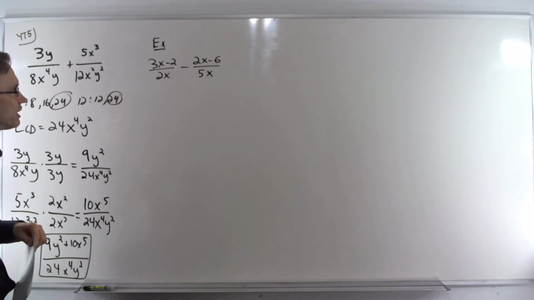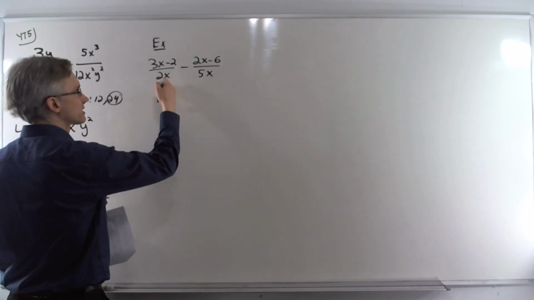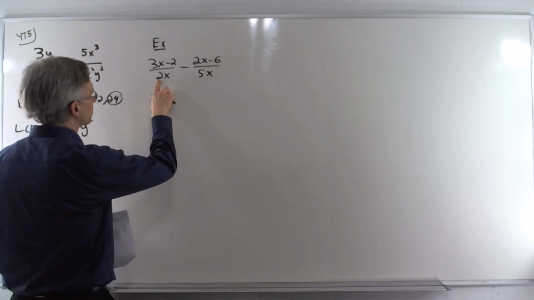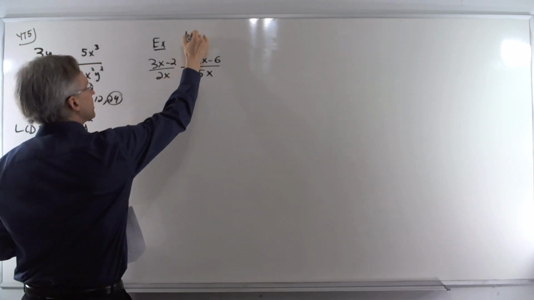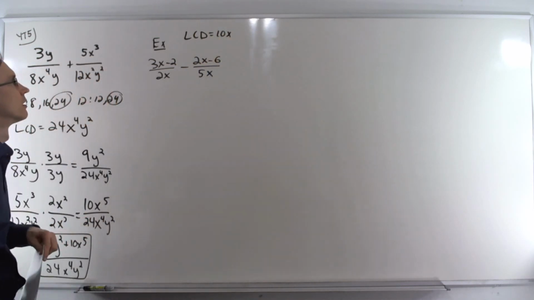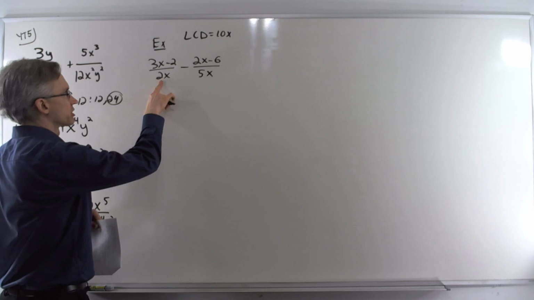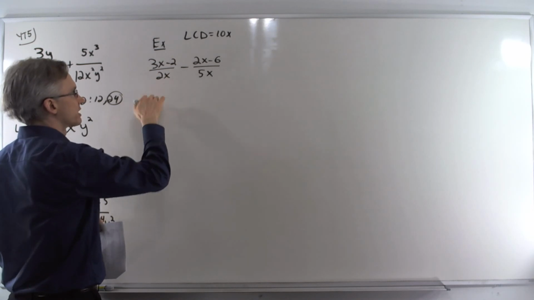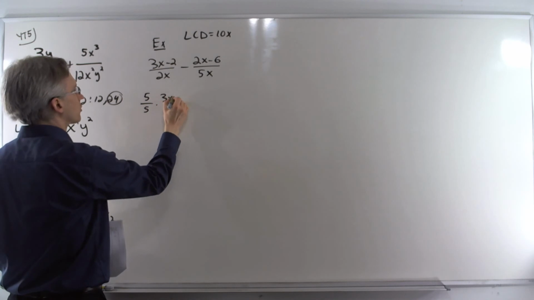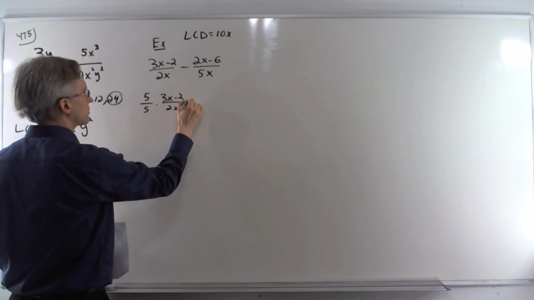So we're going to find the LCD. We have only one base, x, so we know we're going to have an x in there. The least common multiple of 2 and 5 is 10, so that makes the LCD 10x. So that means we have to multiply the first fraction by 5 over 5, and that will give us 10x in the denominator. So 5 over 5 times 3x minus 2 over 2x.